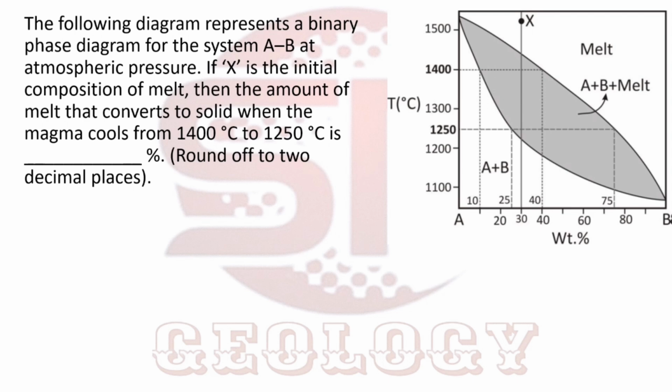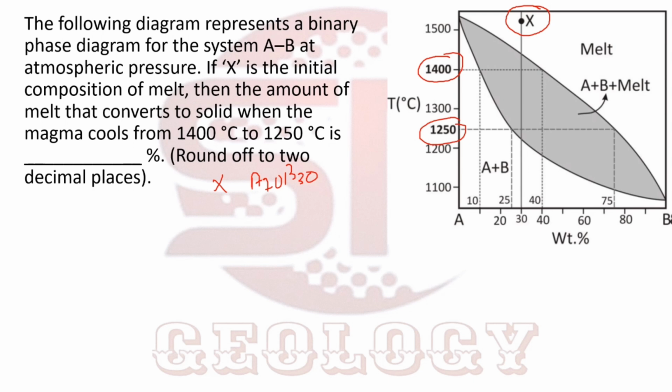The following diagram represents a binary phase diagram, system A and B, given at atmospheric pressure. If X is the initial composition, which is B 30, A 70. So initial composition X has A 70, B 30. If X is the initial composition of melt, what is the amount of melt that converts to solid when magma cools from 1400 to 1250 degrees? So we have to calculate the melt composition here and here. We will subtract them, that will be the melt percentage that will convert to solid.